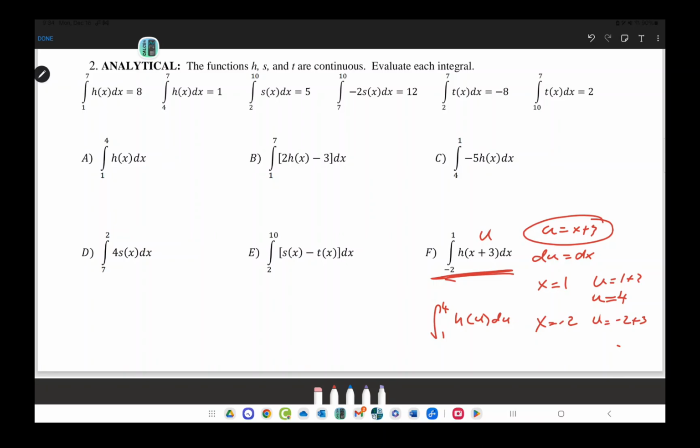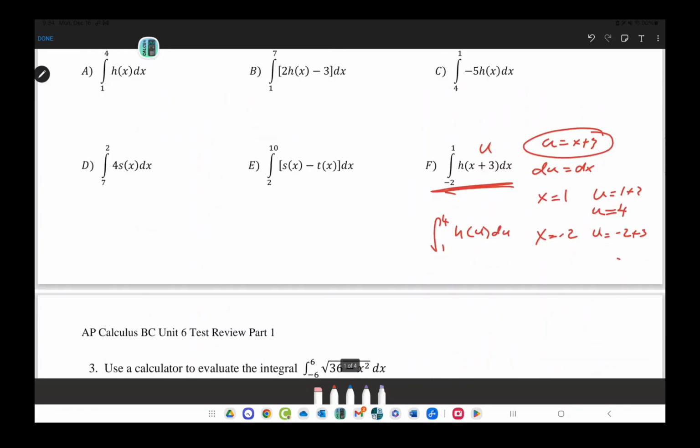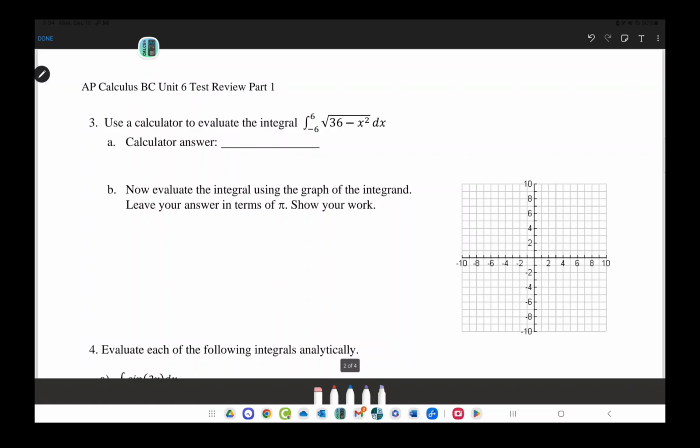So if you can do F without any issue, you should be fine. Here, property. This question is honestly very close to the type of question you're going to see on the test. So if you can do 3, just make sure if it says leave your answer in terms of pi, you leave your answer in terms of pi.